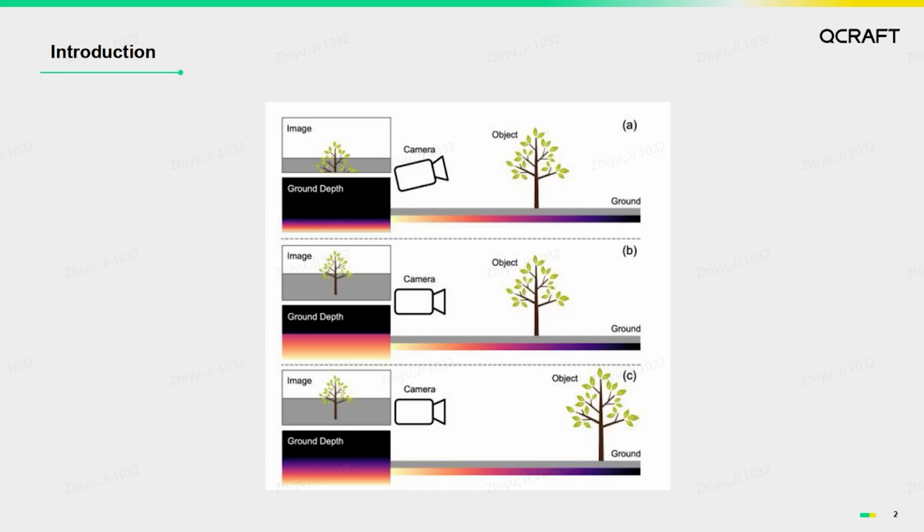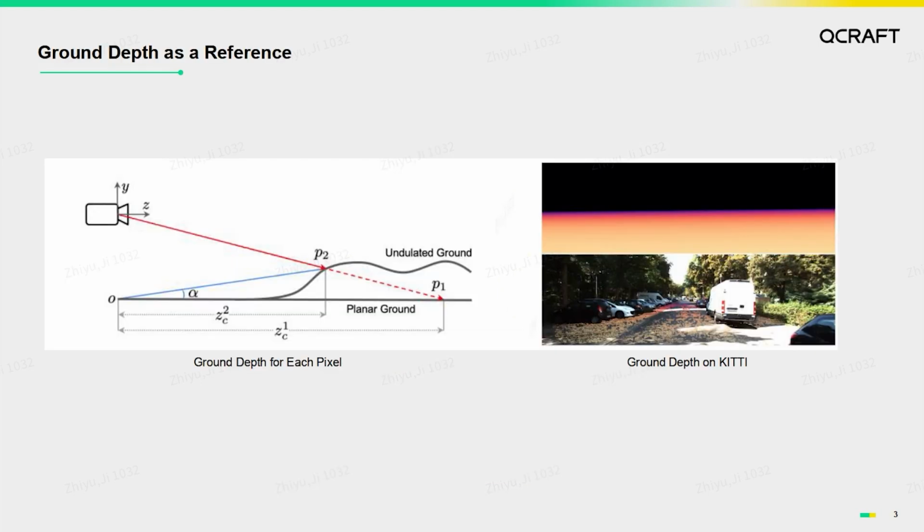Ground plane is a very common clue in real-world applications, like autonomous driving. Our work focuses on this part. The left figure shows that we can map each pixel into a ray, and if we know the mathematical formulation of the ground plane, we can compute the depth for each pixel.